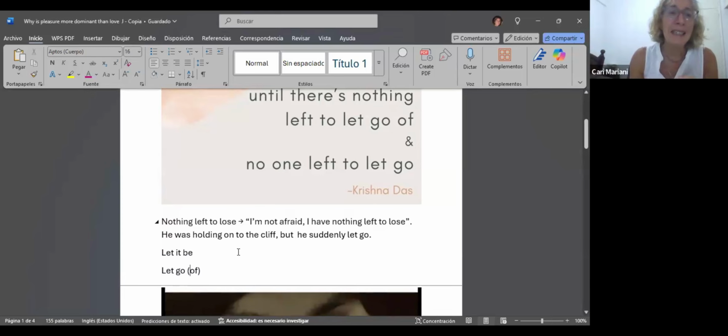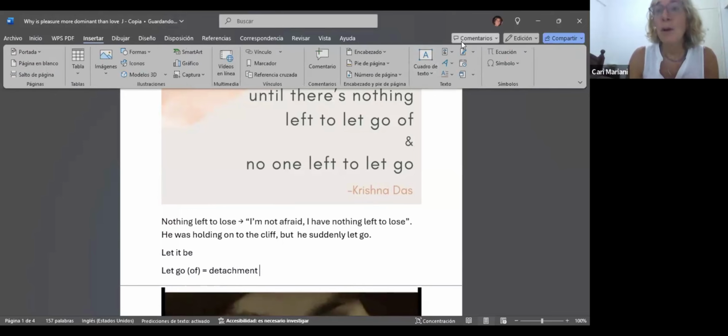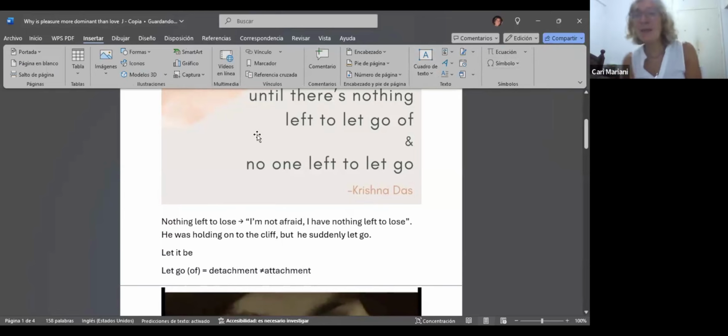And so, let go is related to detachment. Or we can say it is the opposite of attachment. So that's why we see it so much in spiritual language.